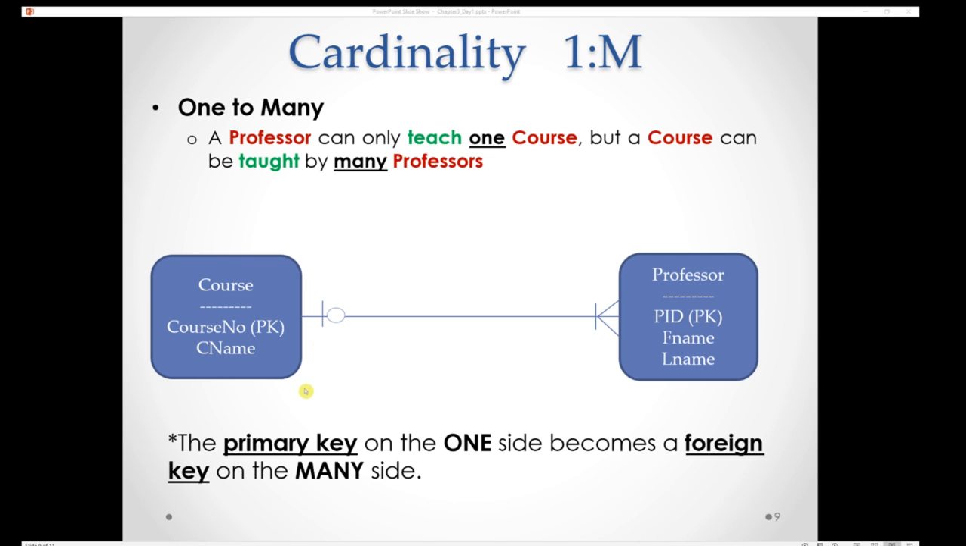So for example, we have that a course can be taught by a maximum of many professors. So looking from the course side to the professor side, a course can be taught by many professors. We indicate many on this side with a crow's foot. Similarly, on the other side, a professor can teach a maximum of one course. If we follow over from the professor to the course side, we have a maximum of one.